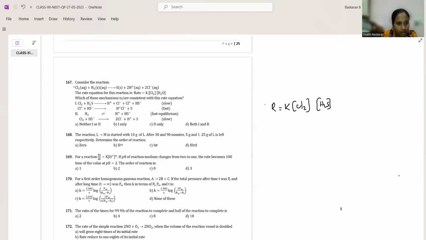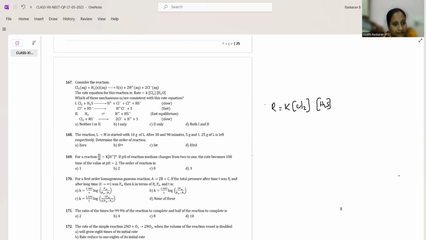Because H2O is not part of the reaction on the reactant side, this would be wrong. It should be H2S, not H2O, so make a correction there. Hence rate is equal to k[Cl2][H2S], which is very much consistent with the first mechanism's slow step. So we can confidently say that the first mechanism is very apt for the overall reaction given in the question. Correct? So the first mechanism is correct.